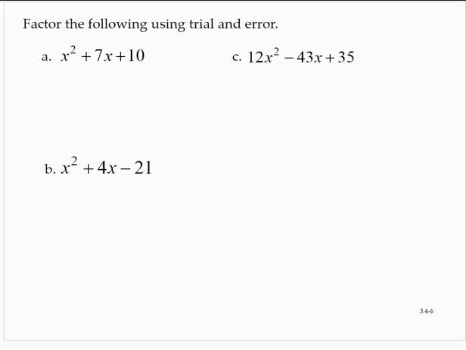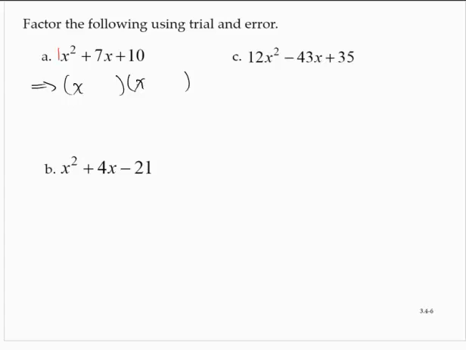Factor the following using trial and error. X squared plus 7x plus 10. If the coefficient on the x squared term is a 1, this really reduces to a fairly simple exercise. We know that since it's a 1x squared, we would have to have an x and an x as our firsts in each of the binomial factors.